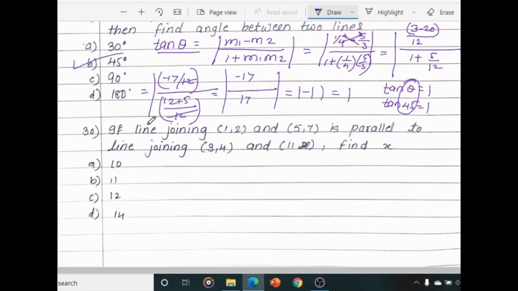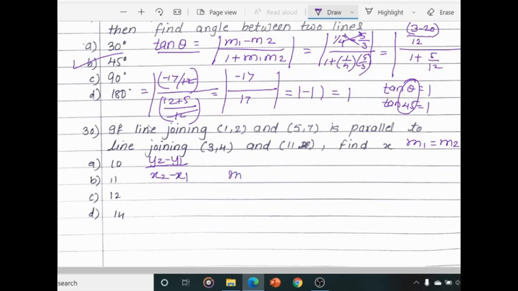If line joining (1, 2) and (5, 7) is parallel to line joining (3, 4) and (11, x), then we need to find out the value of x. We know the lines are parallel to each other, means we can write slope m1 is equals to m2. And to find out the slope, we know the formula y2 minus y1 upon x2 minus x1.